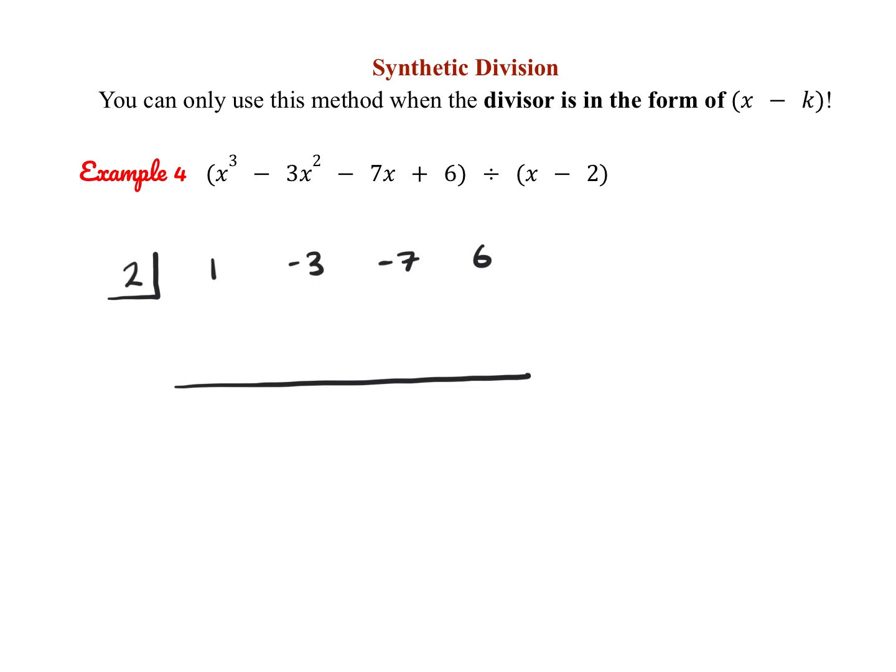So the first number is the easiest one to do. We always just drop that number right down. Then I'm going to multiply. I multiply my box number times this number, and I put the result here. So 2 times 1 is 2. And then we add going down. Negative 3 plus 2 is negative 1. Then I'm going to multiply again with my box number. 2 times negative 1 is negative 2. And then I add going down. Negative 9. One more round. 2 times negative 9 is negative 18. And then I add vertically. 6 plus negative 18 is negative 12.